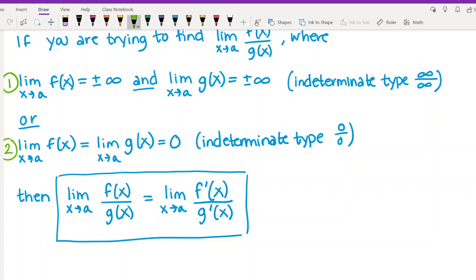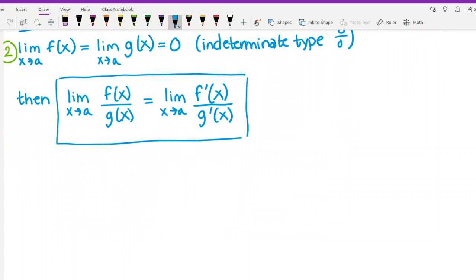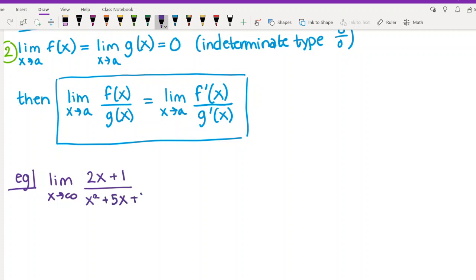Okay, so let's see some examples of using L'Hopital's rule. The first one I want to do is actually one of the examples we already did. In the beginning of this video, we did the limit as x approaches infinity of (2x + 1) over (x squared + 5x + 3). We did it by dividing everything by x squared, and now we're going to do it using L'Hopital's rule.